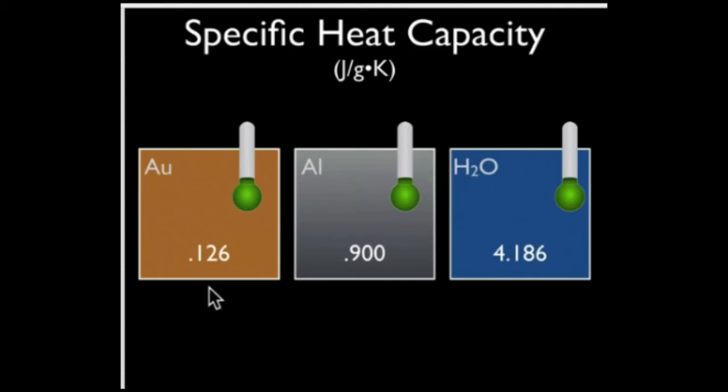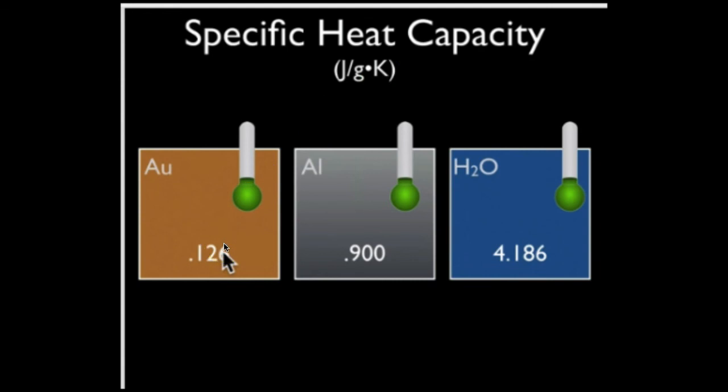Imagine you have a kilogram of gold, a kilogram of aluminum, and a kilogram of water. And we're going to look to see how much energy is transferred through each of these items. Each one of them is in a container, and they have different specific heat capacities. The unit is joules per gram times Kelvin, degree Kelvin.